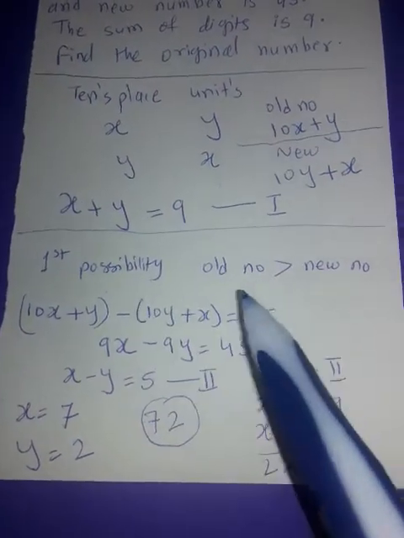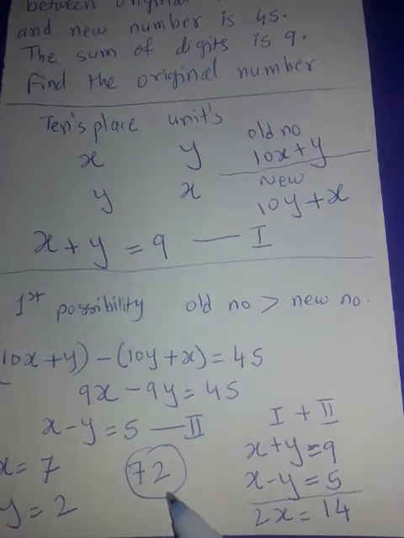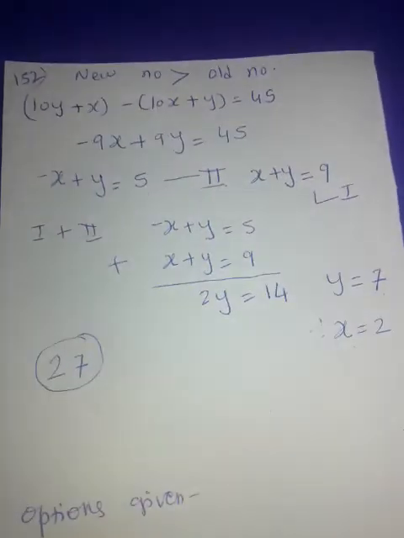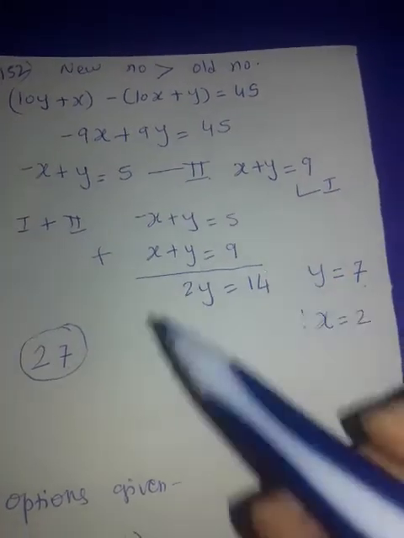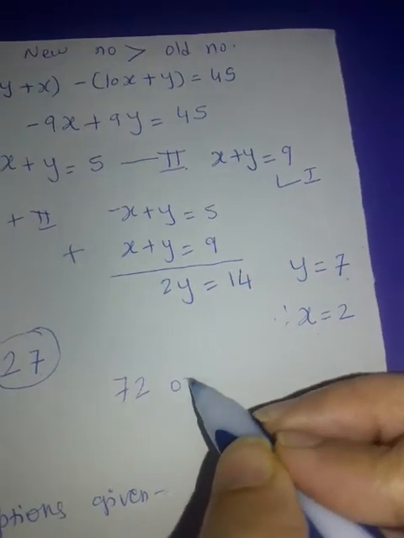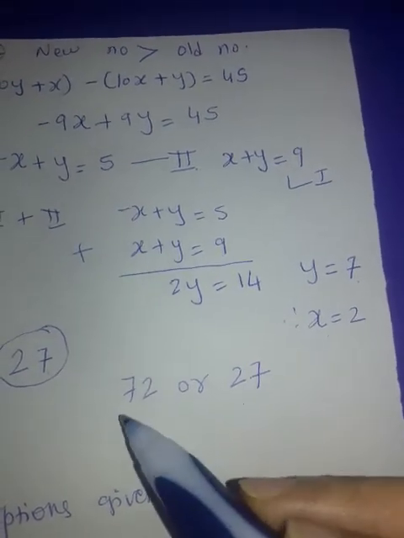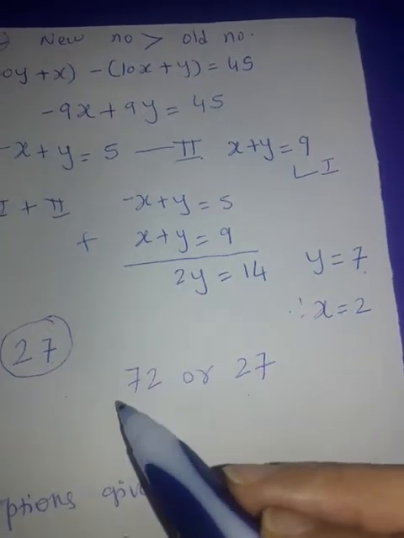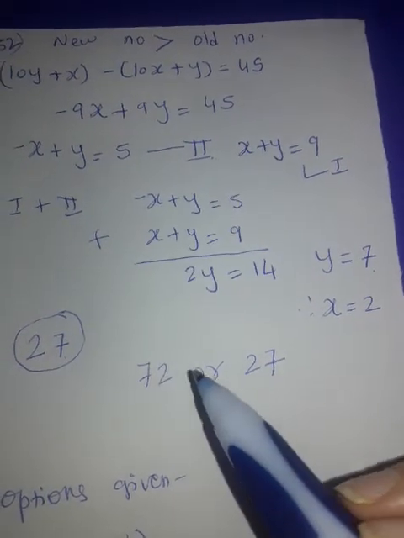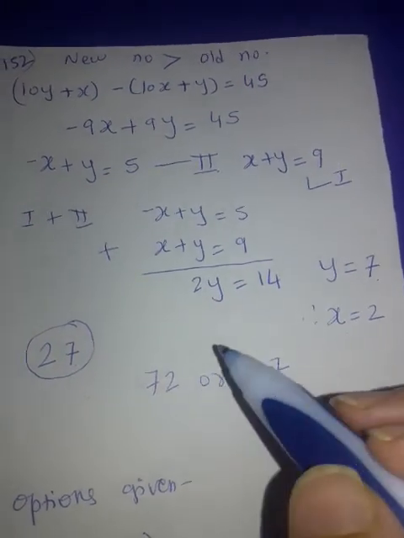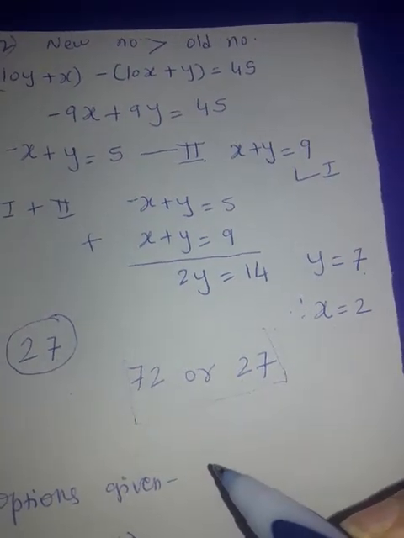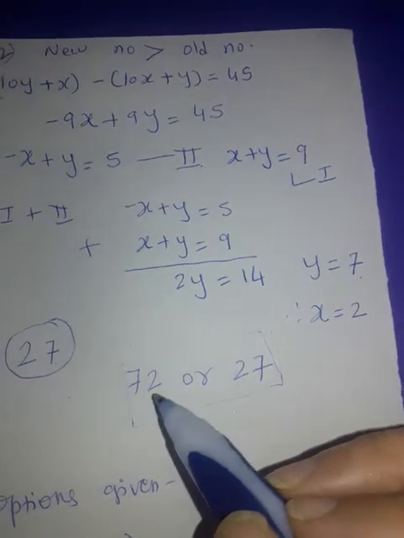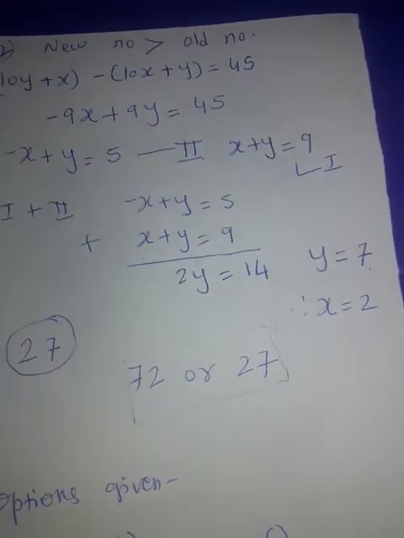Right? So when we solved with the first possibility, we got the number as 72, and when we solved with the second possibility, we got the number as 27. In both cases, either 72 or 27, the sum of digits is 9, and when I exchange, the difference will be 45. So in case of both of these numbers, the conditions are satisfied. So your answer is either 72 or 27.